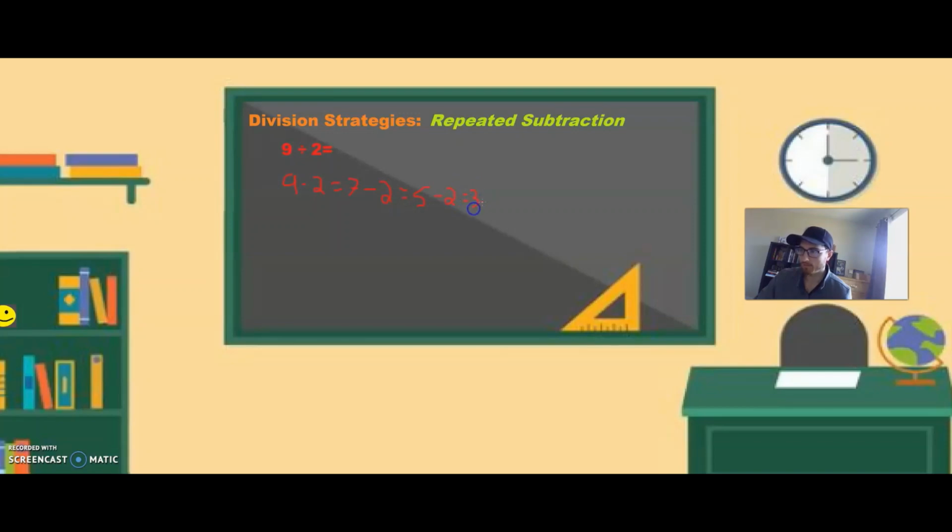Can we take away 2 from 3? Yep. So 3 subtract 2 equals 1. Now can we subtract 2 from 1? No, because 2 is bigger than 1, so we have to stay at 1. So we're going to have a remainder of 1. How many times did we take away 2? We took away 2 once, twice, 3 times, 4 times, and a remainder of 1. So 9 divided by 2 equals 4 groups with a remainder of 1. 9 divided by 2 equals 4 with a remainder of 1.